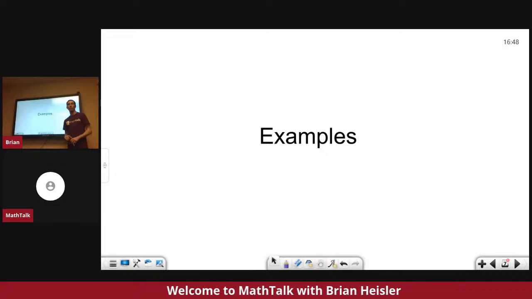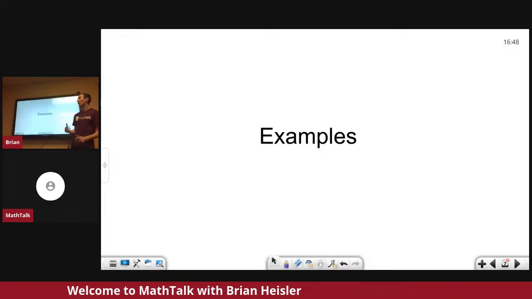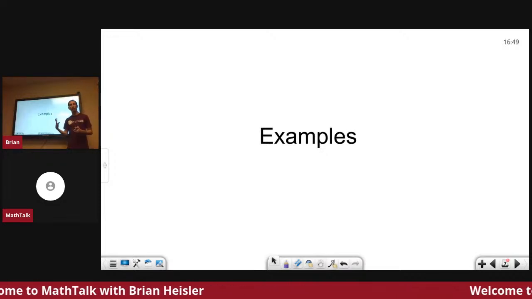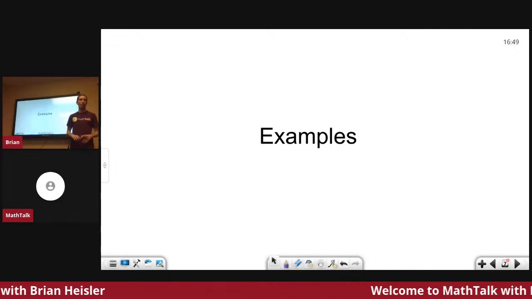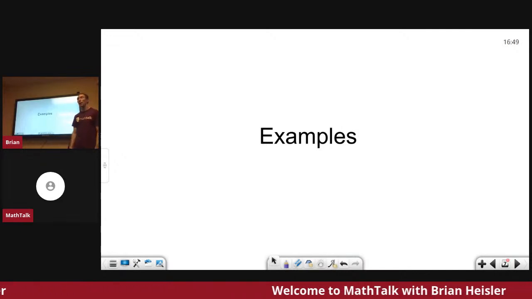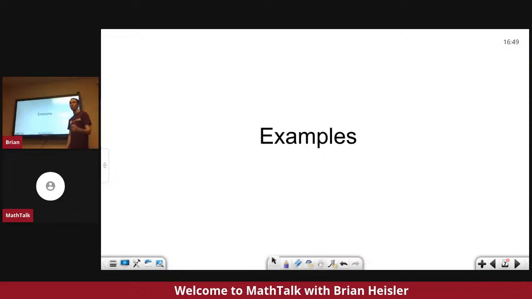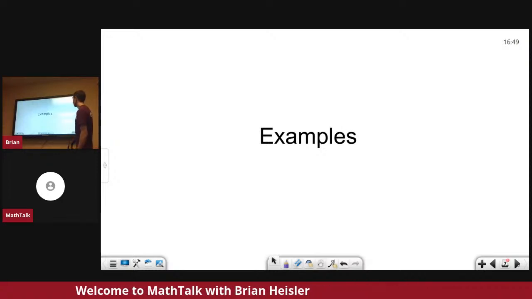So with that being said, I'm going to go ahead and hop into a couple examples. Again, I'm going to focus on the four different categories. We're going to start with basic math, and then we're going to go from there. But again, if you have any specific ones, drop them in the chat, and we'll go to those.